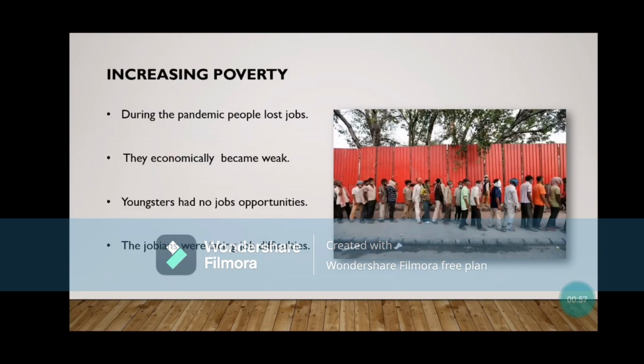Number two, increasing poverty. During the pandemic, people lost jobs, they became economically weak, youngsters had no job opportunities, and job seekers were facing job difficulties. All this was happening and this was affecting financial health.